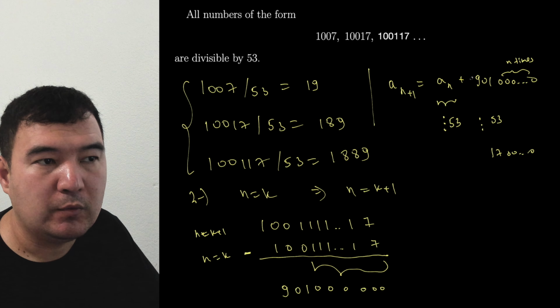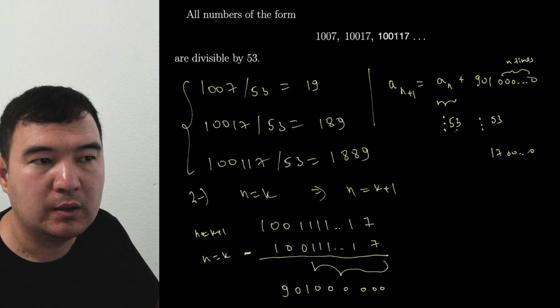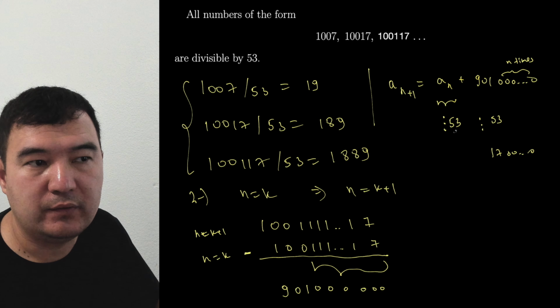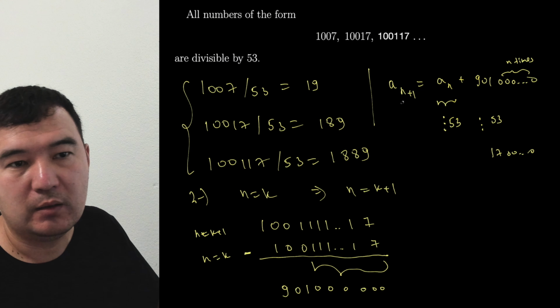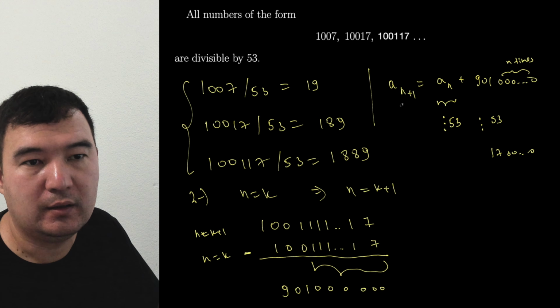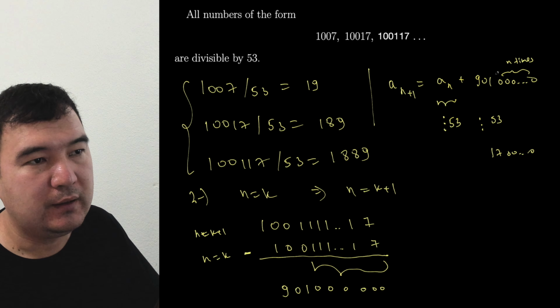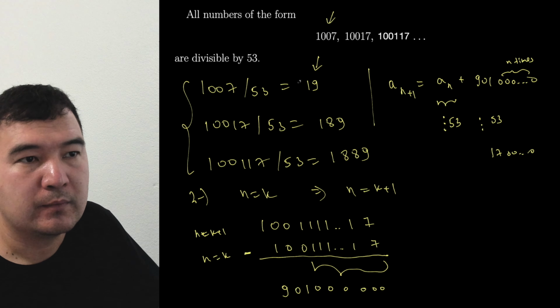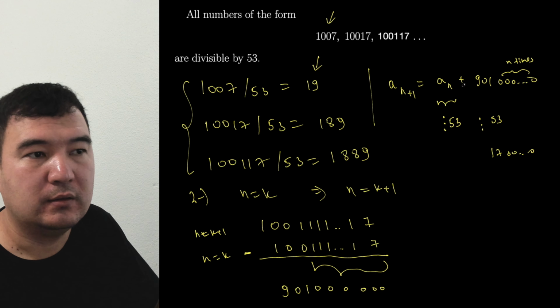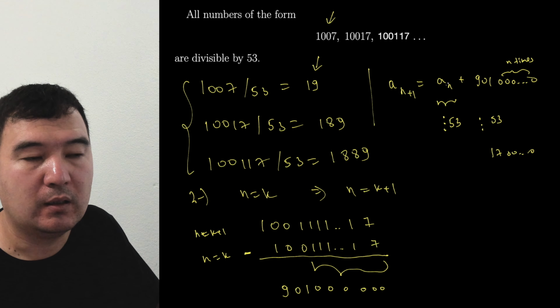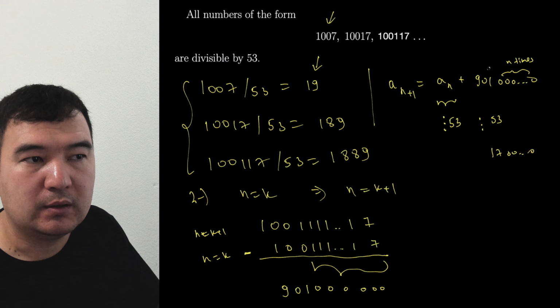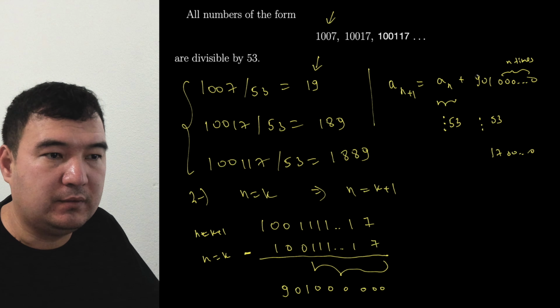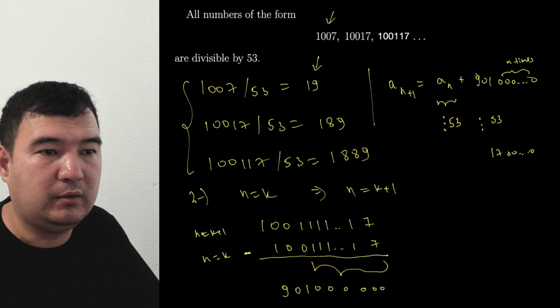So the sum of two numbers which are divisible by 53 will give you another number which is divisible by 53 again. So you just keep adding. You have a number in the first place which is divisible by 53, this one, and you keep adding a number that's divisible by 53, and you still get a multiple of 53.